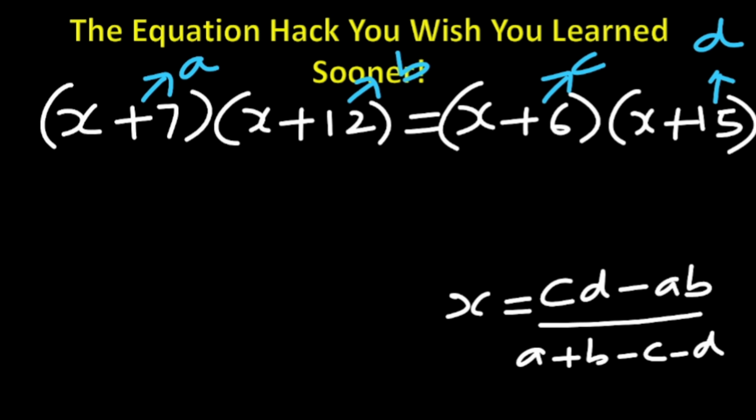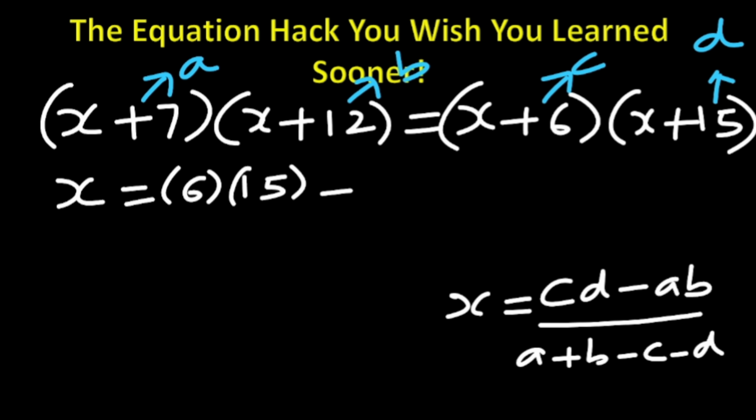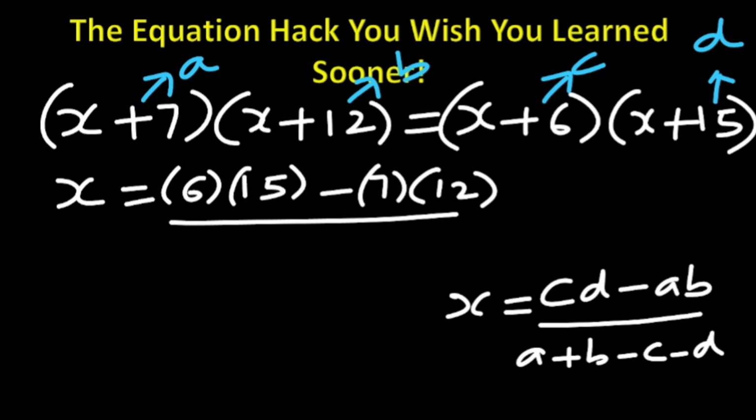So the formula is x equals, right, it starts with CD. You see C as 6, 6 times D, you see D as 15, 6 times 15 minus AB. So you see A as 7, 7 times B, B is 12, so 7 times 12, and then this whole thing divided by A plus B, so A is 7 plus B, B is 12, minus C, C is 6, so you just write minus 6, minus D, D is 15. So you just plug in all these values here.